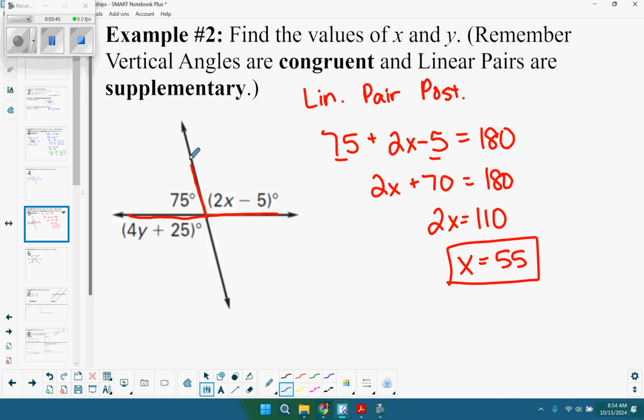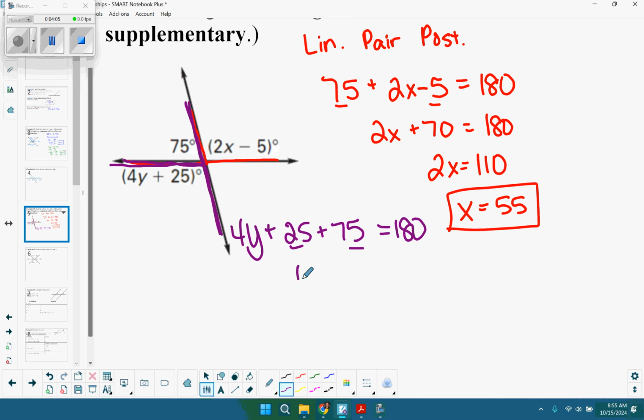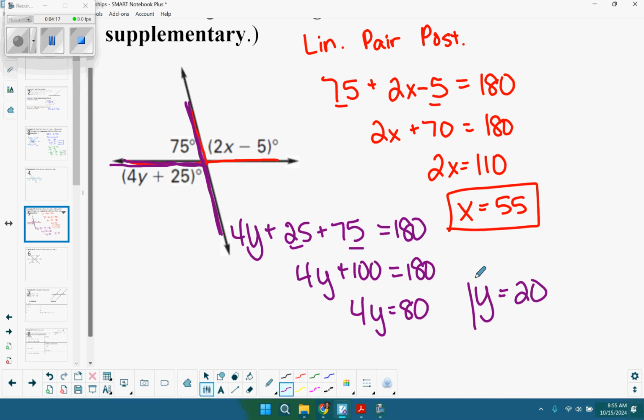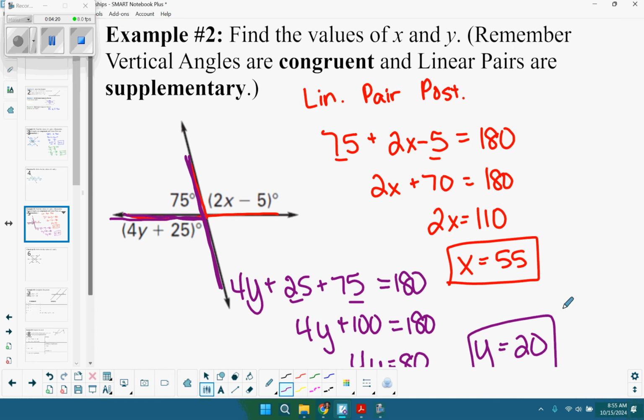I can also use that same 75. There's nothing that says I can't reuse an angle. It is a linear pair with the 4y plus 25. So I can do 4y plus 25 plus the 75 equals 180. Combine my like terms. So 4y plus 100 equals 180. Take away 100. We get 4y equals 80. And dividing by 4, y equals 20.